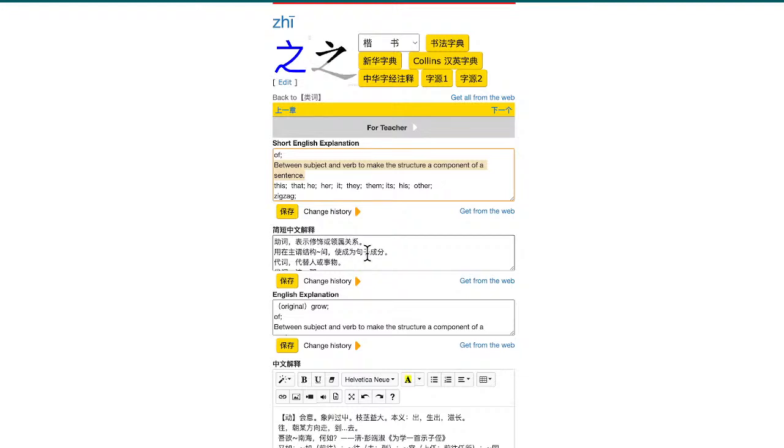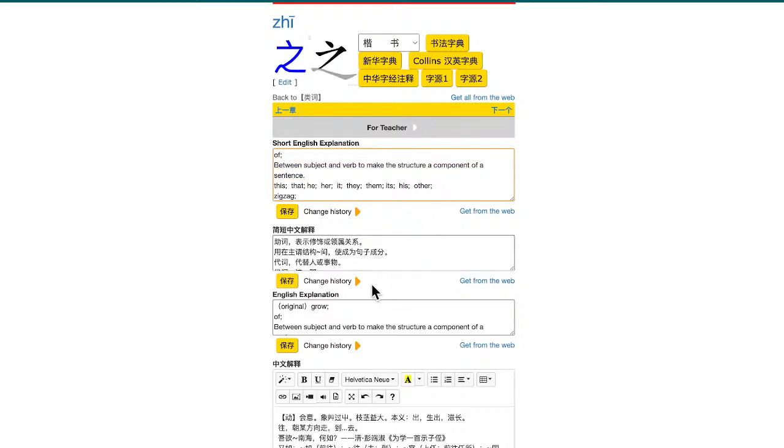Usually a subject and verb put together will become a sentence, right? So you stick this character 之 in between the subject and the verb, and then this thing becomes a unit, and that unit itself can become a component of a sentence. That thing can be a subject or object. So that's one purpose.